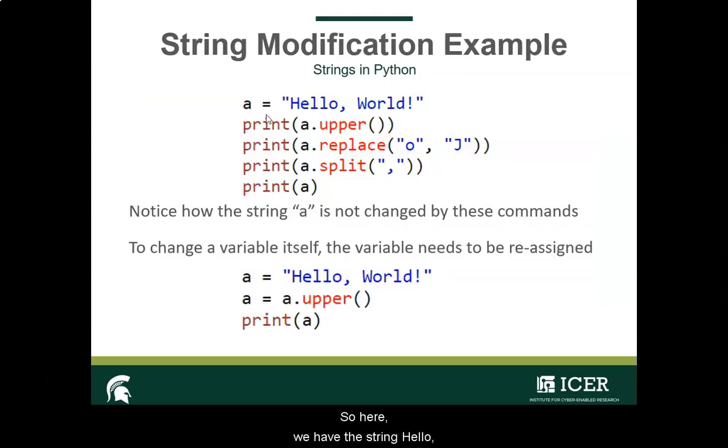So here we have the string hello world defined to the variable a. We can turn hello world into all uppercase. We can replace the O with a J. We can split to make two separate strings. And notice how when we print, we can then see that these modifications have not changed the actual variable.